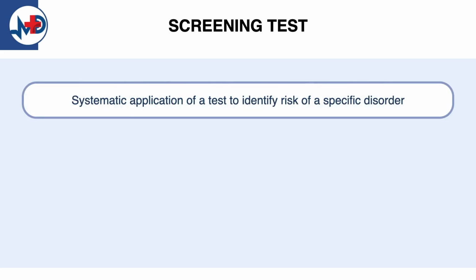Screening is the systematic application of a test or inquiry to identify individuals at sufficient risk of a specific disorder to warrant further investigation or direct preventative action. This is done amongst individuals who have not sought medical attention on account of symptoms of that disorder.